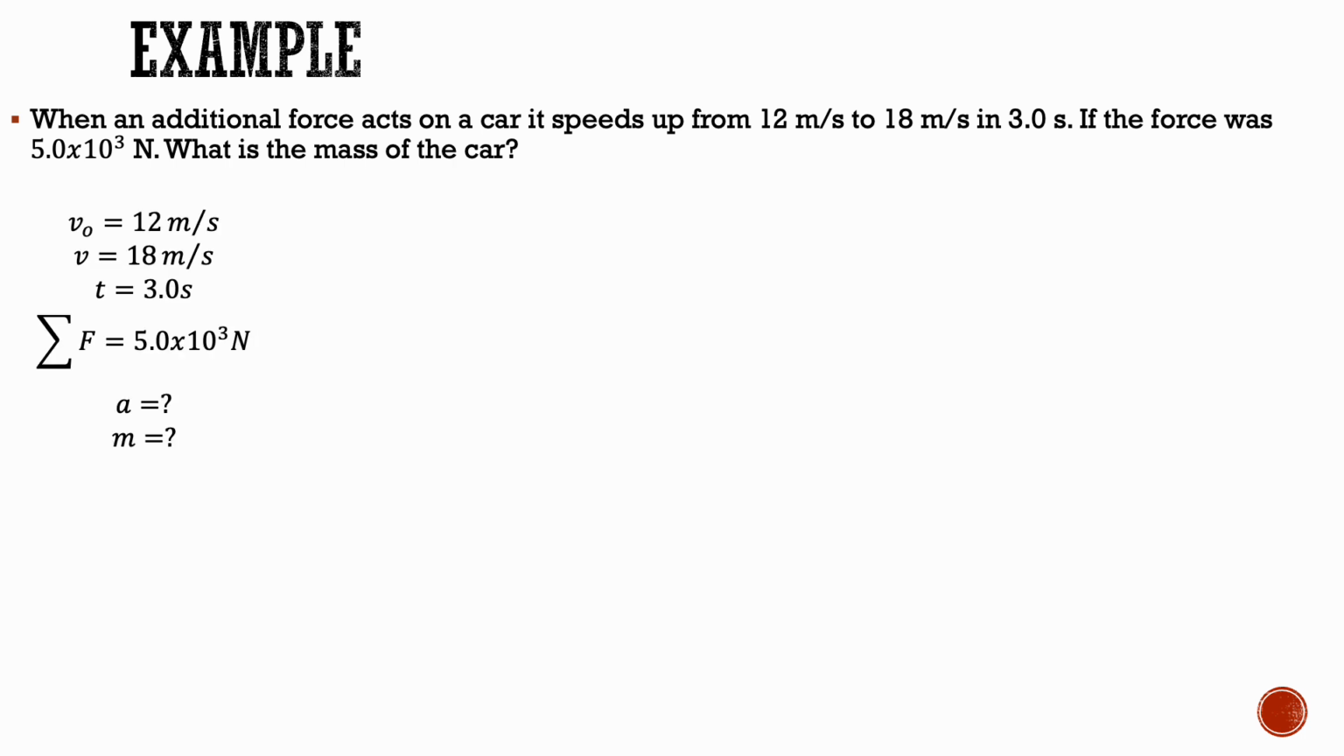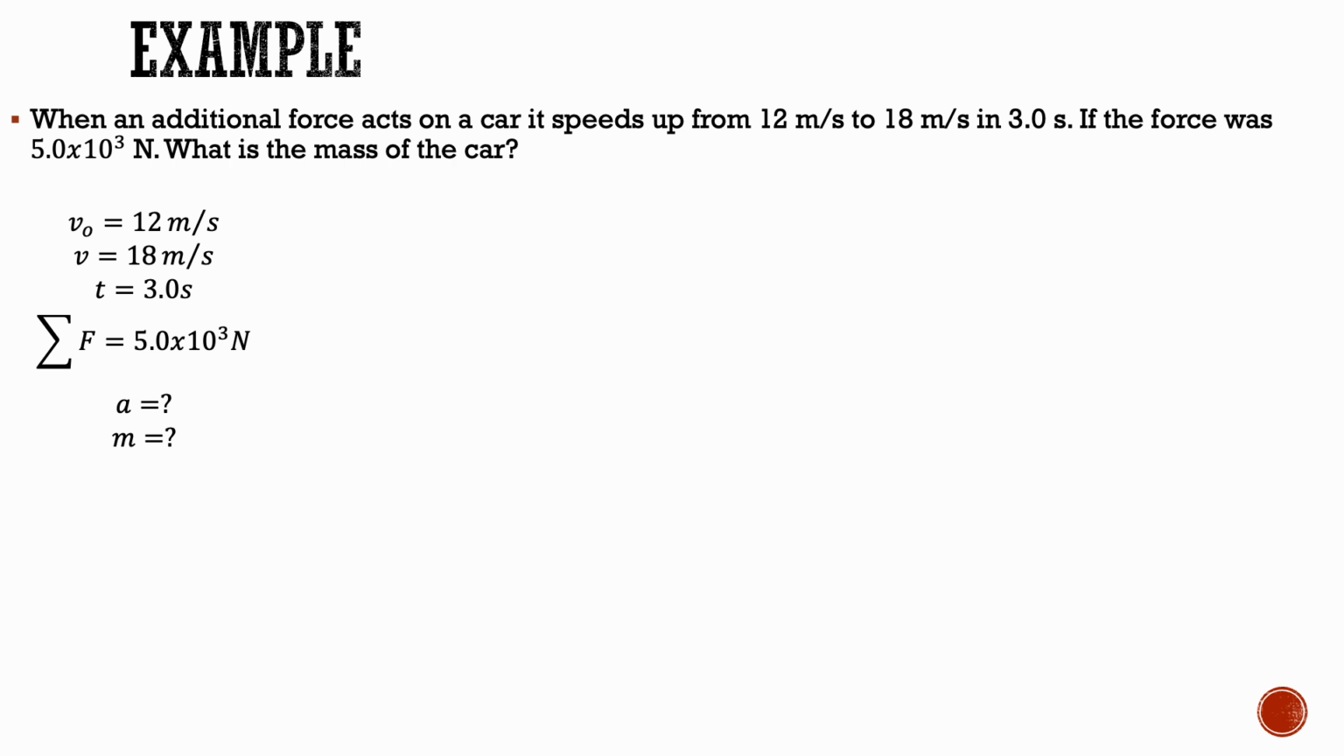We know our initial velocity is 12 meters per second. Our final velocity is 18 meters per second. We have a time of 3 seconds, and we have a sum of forces of 5 times 10 to the 3 newtons. Now we're solving for mass of vehicle, but we know we're also going to have to solve for acceleration.